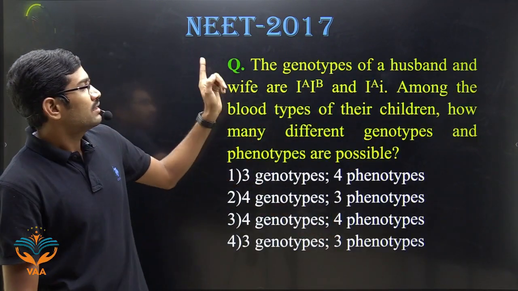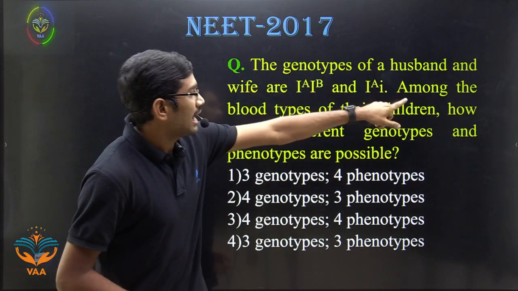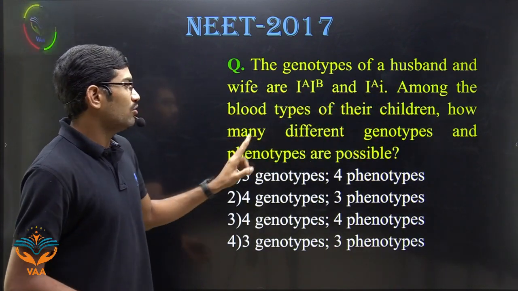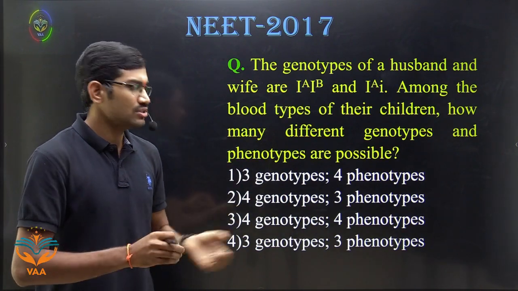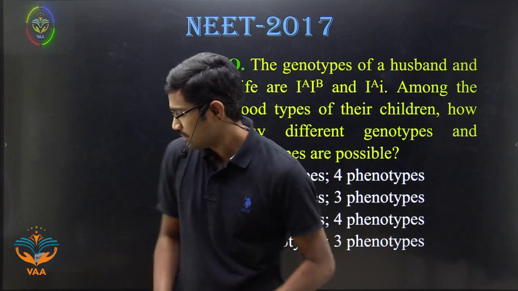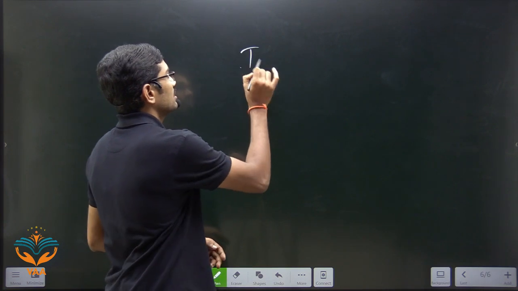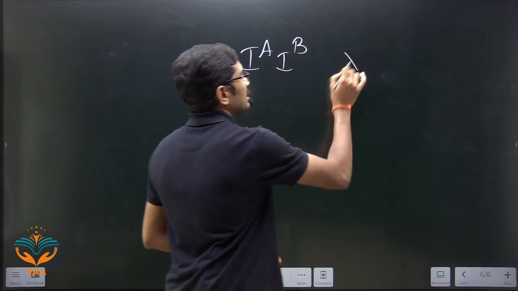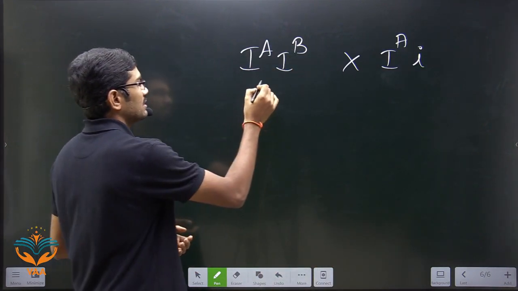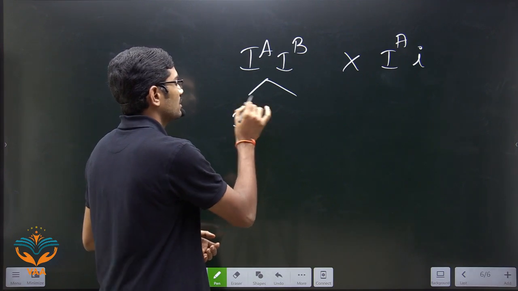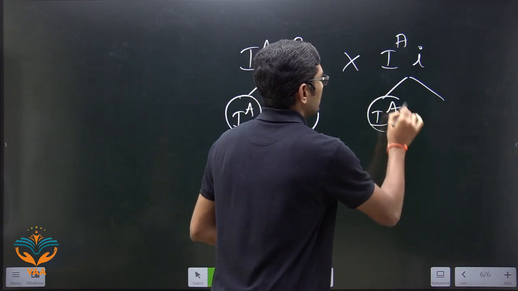Okay. Next one. The genotypes of husband and wife are IA IB and IA i. Among the blood types of their children, how many different genotypes and phenotypes are possible? For this we need to do the simple genetic cross so that we will easily get the answer. First remember those genotypes. Now we will do the genetic cross here. One is having the genotype IA IB, and the other one is having the genotype IA i. Is it clear? Now if we are preparing the genetic cross, two types of gametes are produced, IA and IB, and here also two types, IA and i.